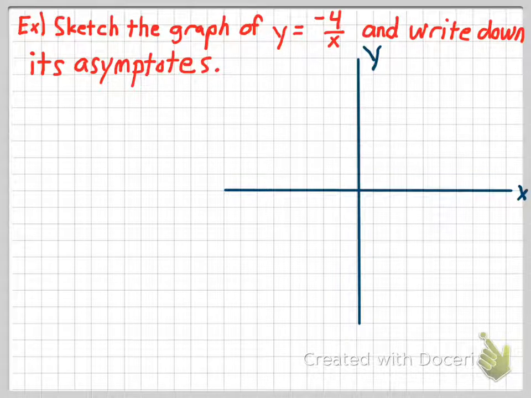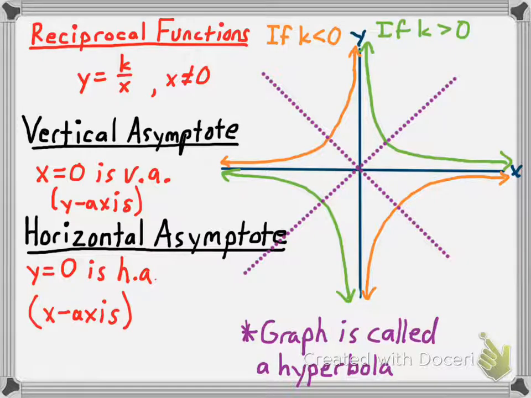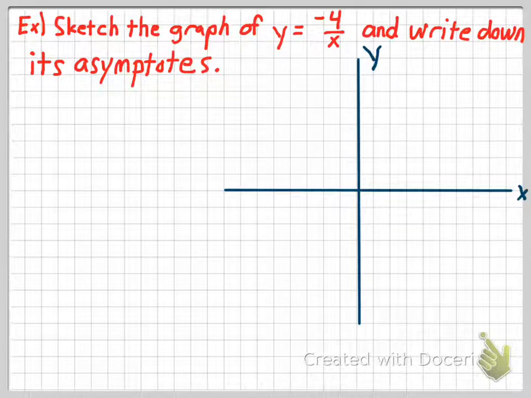Alright, so now let's take a look at the equation of a rational function, reciprocal function, more correctly here, and let's sketch this graph, write down its asymptotes, all that kind of stuff. The graph of y equals negative 4 over x. Now, the fact that we have a k that's negative tells you that we're going to have this kind of graph right here. Correct? We said this is what you get whenever k is negative for a reciprocal function.